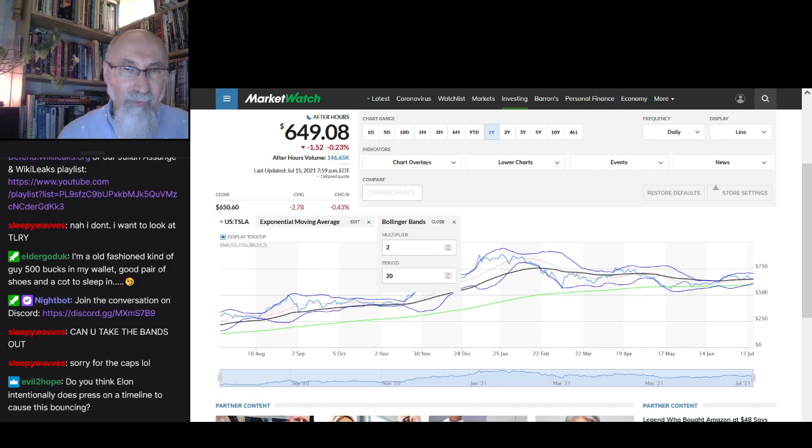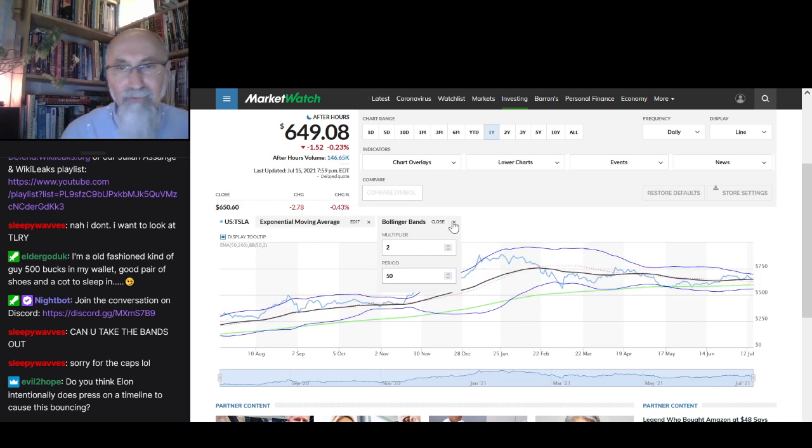Multiplier 2 and 20 day. We should have done the 50 day. 50 day is better. Should we keep the 50 day? Do you want to keep the 50 day or no?